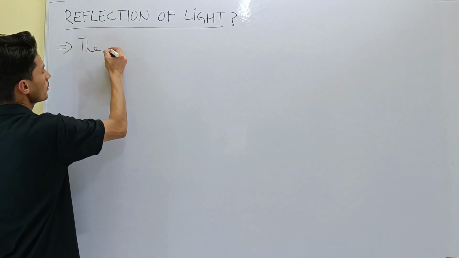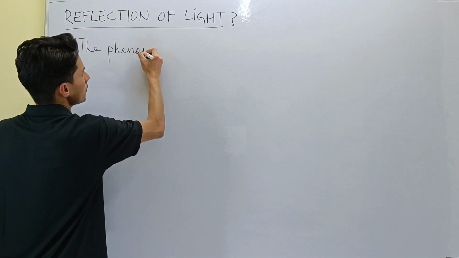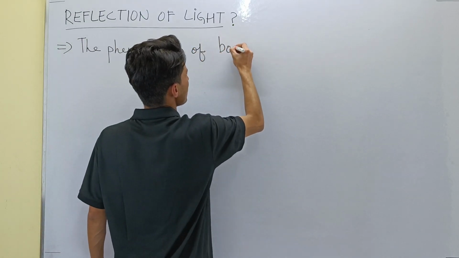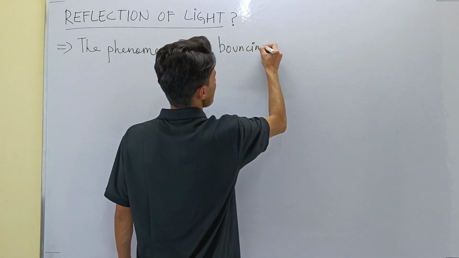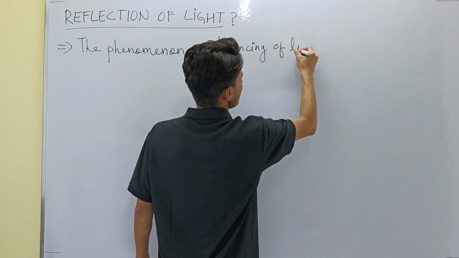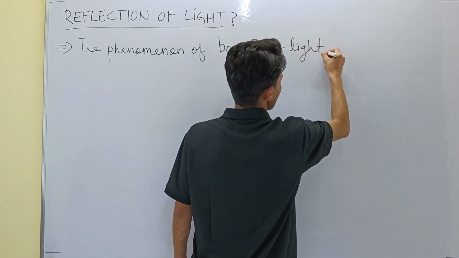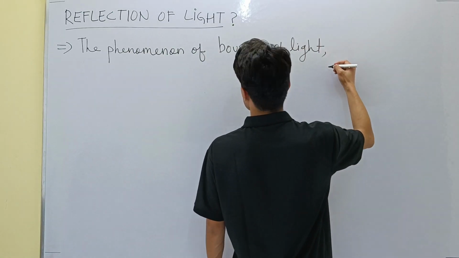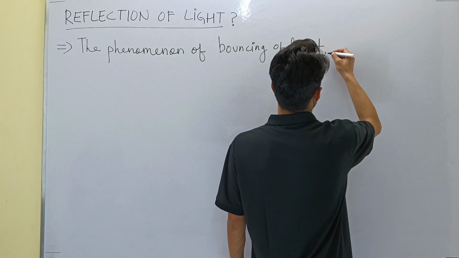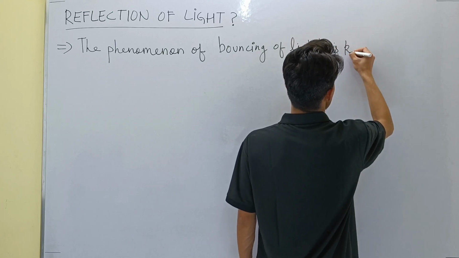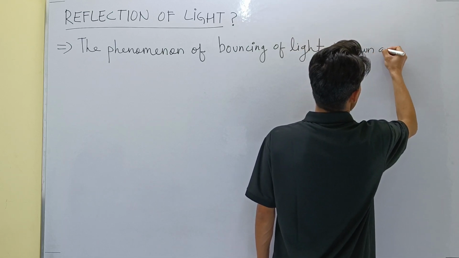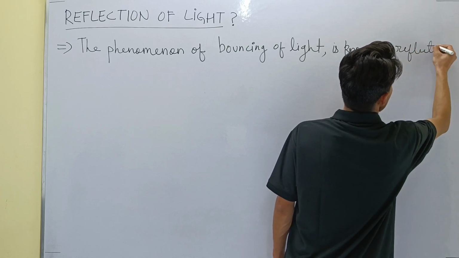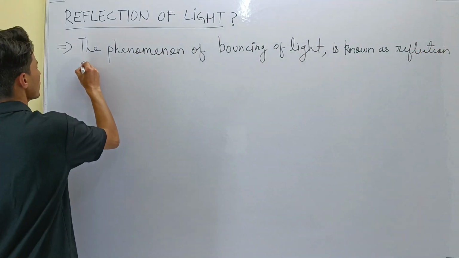The phenomenon of bouncing of light. Alright, the phenomenon of bouncing of light when light hits a surface. Okay, the phenomenon of bouncing of light, we can also write, is known as reflection of light. Reflection of light.